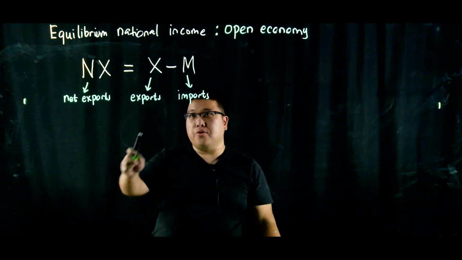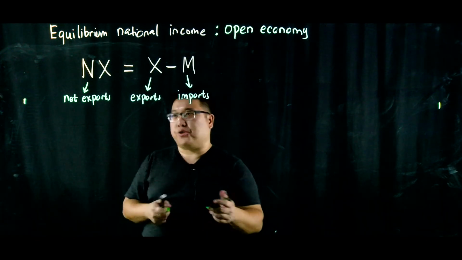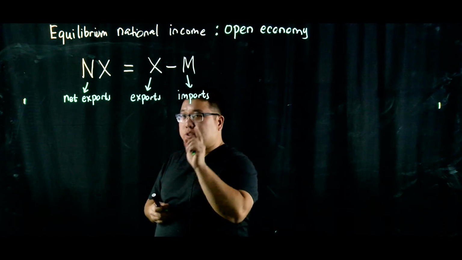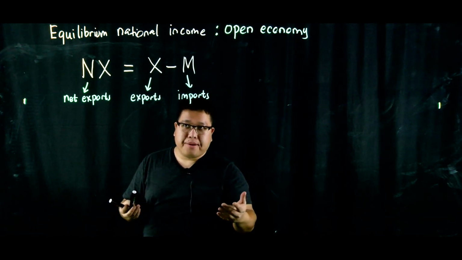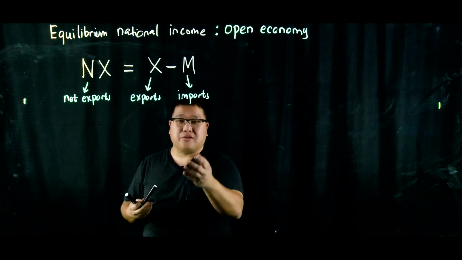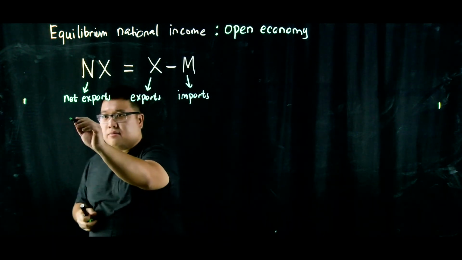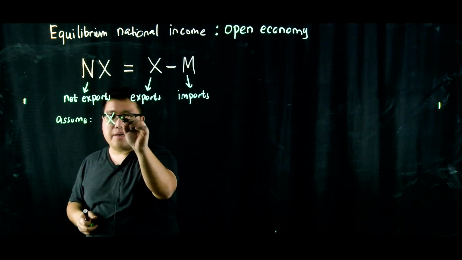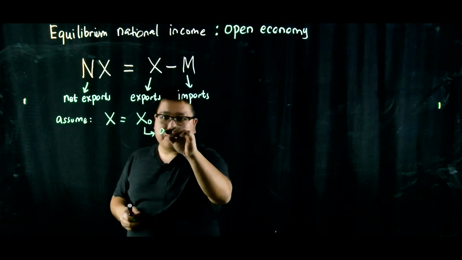Now, we're going to assume that our exports are constant. Again, this is for simplification, although it doesn't necessarily have to be true. Exports are found to be responsive to changes in income, but in our analysis today we're going to simplify matters. We'll just assume X to be fixed, so X is equal to X0, or autonomous.